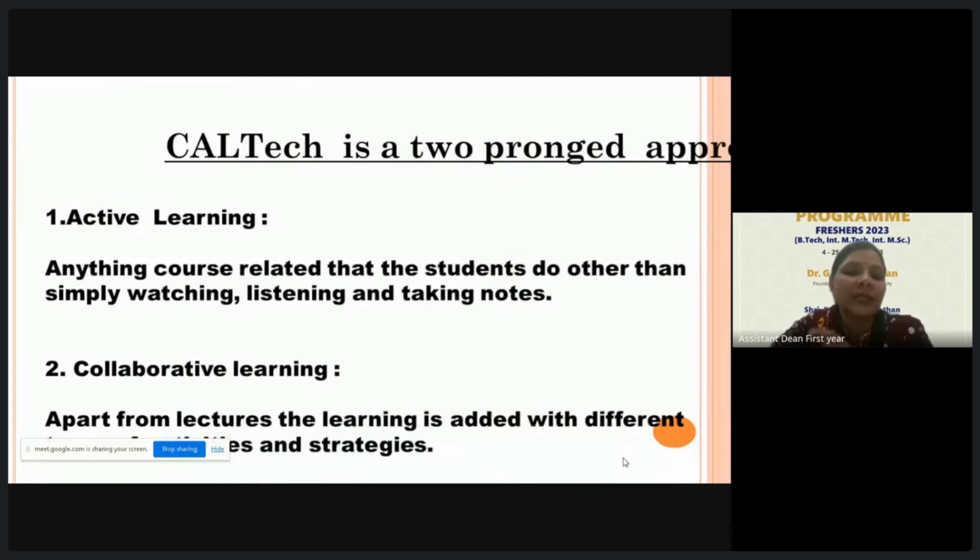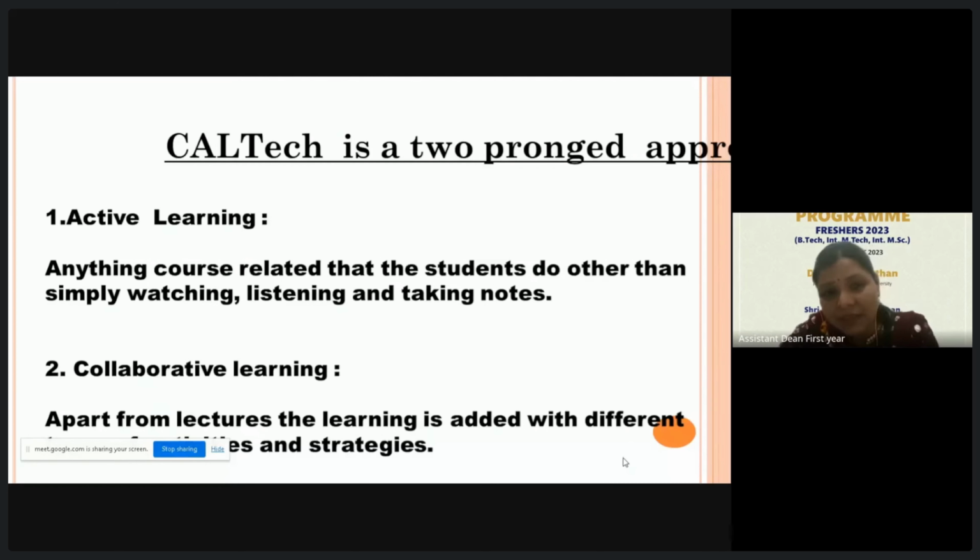So what actually is CALTech? CALTech is a two-pronged approach. One is active learning, another is collaborative learning. Active learning stands for anything course-related that the students do other than simply watching, listening, and taking notes, which we are generally doing in the traditional classes. Collaborative learning means that apart from lecture, the learning is added with different sorts of activities and strategies.